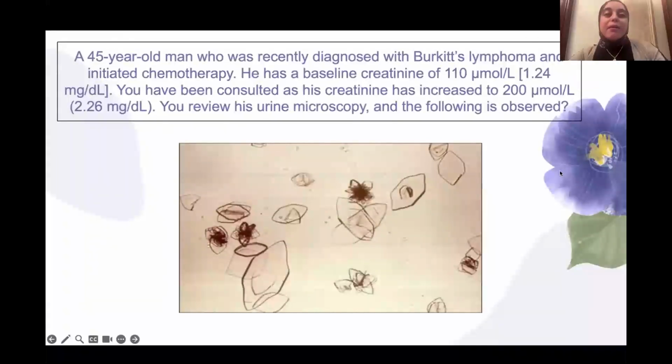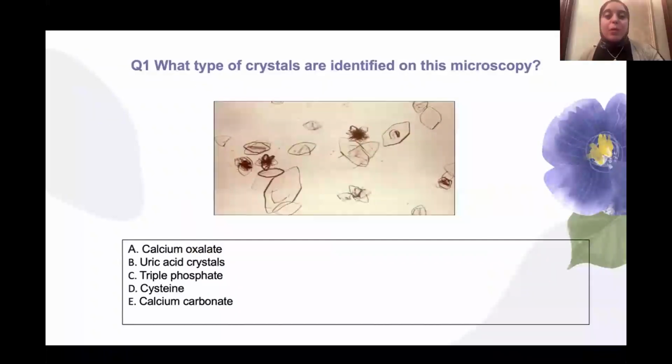We have a 45-year-old man who has been recently diagnosed with Burkitt's lymphoma and initiated chemotherapy. He has a baseline creatinine of 10 micromole per liter. You have been consulted as his creatinine has increased to 200. You review his urine microscopy, and the following is observed. Please look at the screen and send your questions to the chat box. What type of crystals are identified on this microscopy? Is it calcium oxalate, uric acid crystals, triple phosphate, cysteine, or calcium carbonate?